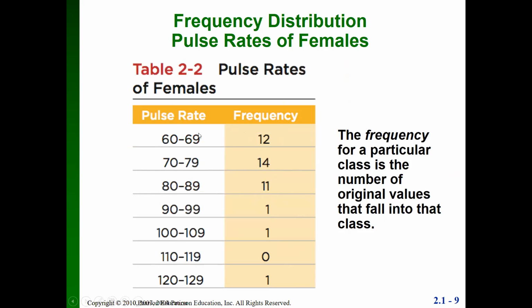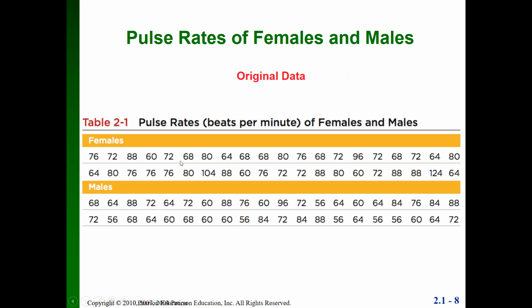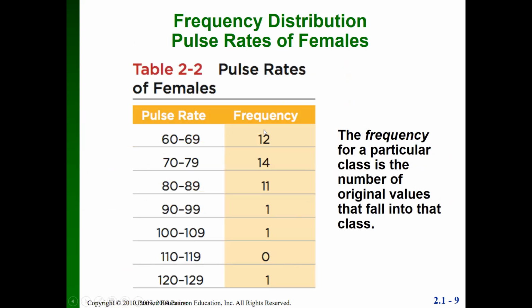So if we go back to the previous table, let's go back up. So we're looking at, we've got 60, 1, 2, 3, 4, 5, 6, 7, 8, 9, 10, 11, 12 values in the range of 60 to 69. So that is on here as a 12. If we go back and do the same thing, we'll see that there are 14 values that vary between 70 and 79. We don't care what those values are because we've set our class as those with a pulse rate between 60 and 69, 70 and 79.